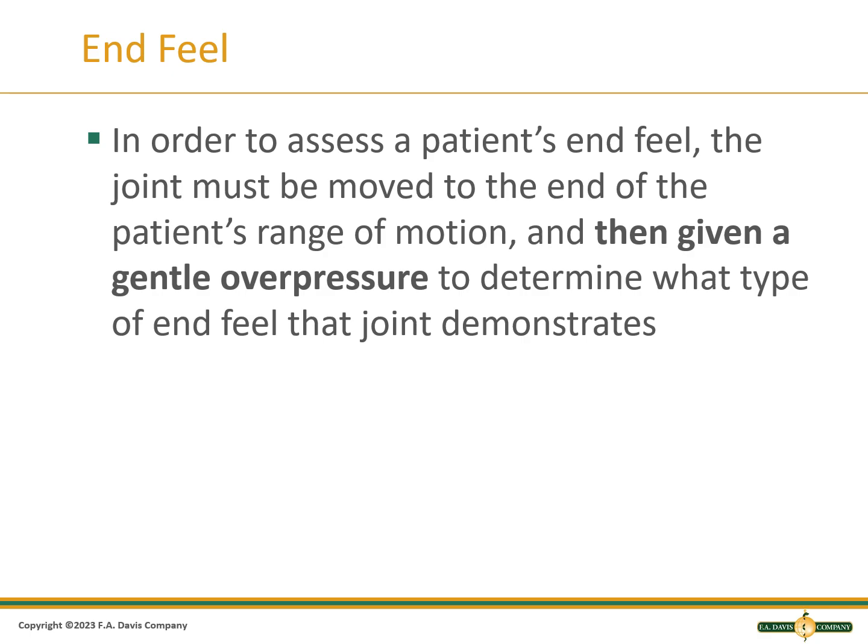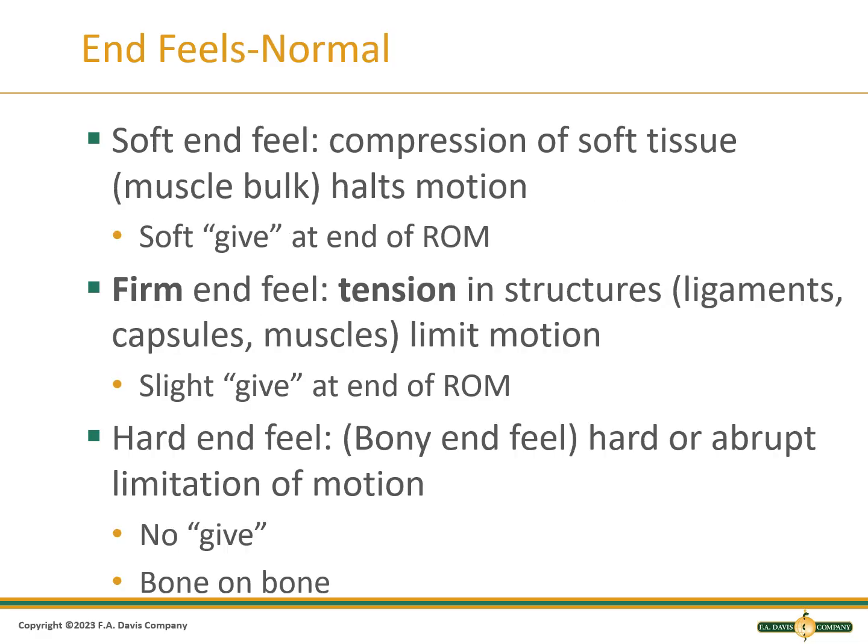In order to assess a patient's end feel, the joint must be moved to the end of the patient's range of motion and then given a gentle overpressure to determine what type of end feel the joint demonstrates. Without the gentle overpressure, we cannot perceive end feel. Our normal end feels include soft, firm, and hard.